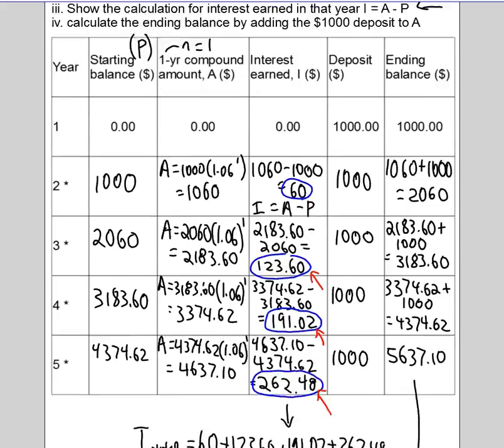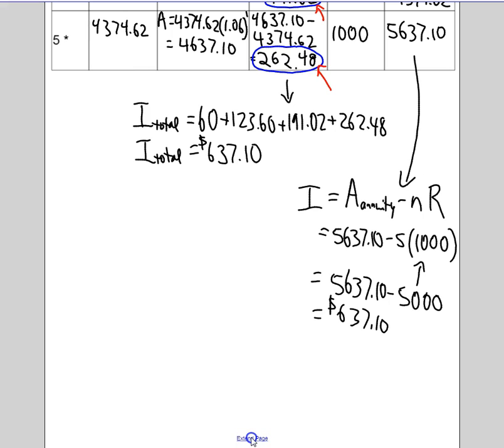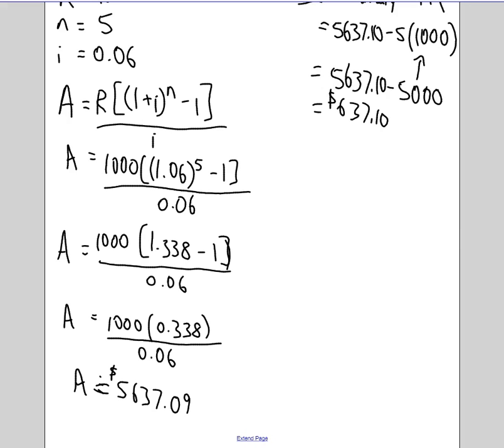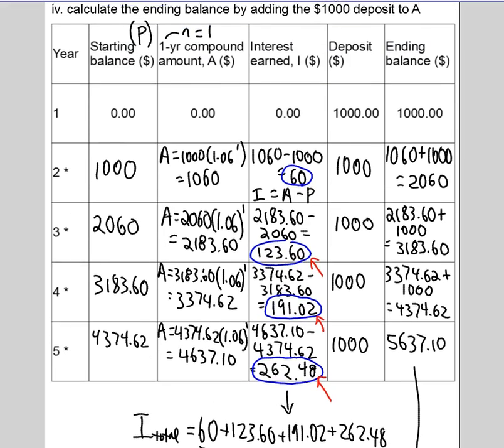We had here already identified that R was 1,000, n was 5, i was 0.06. So I substitute my values in here. Take my time to just work out the power. Then I subtract 1. Then I multiply by 1,000 and divide by 0.06 at the same time, and I end up with my final answer here, which all pretty much confirms what I had determined from my annuity table when I did this the long way.